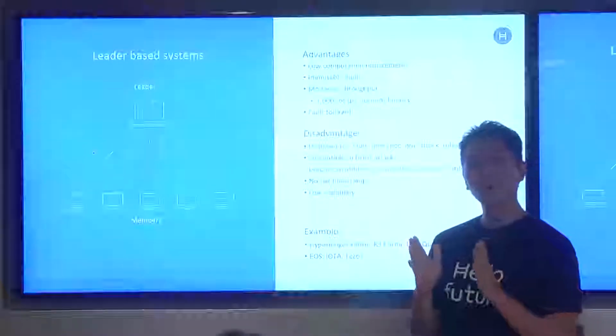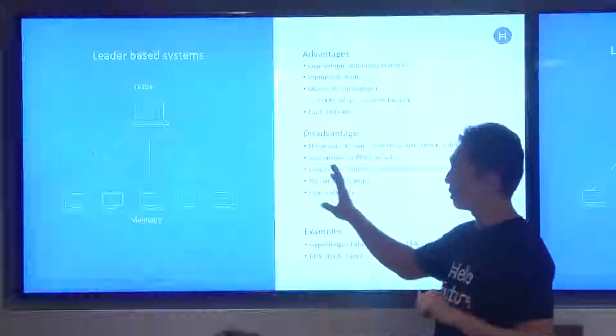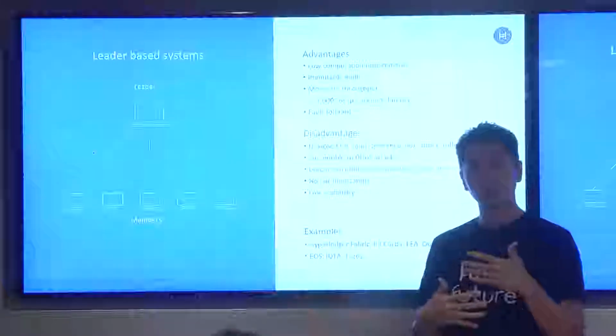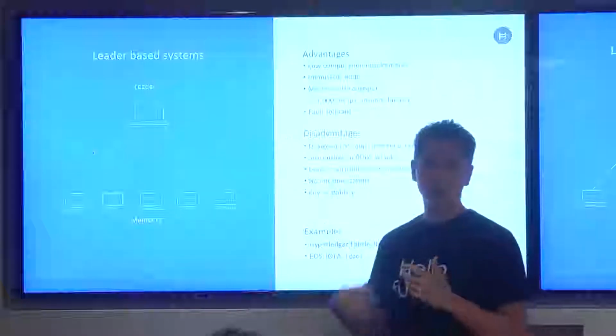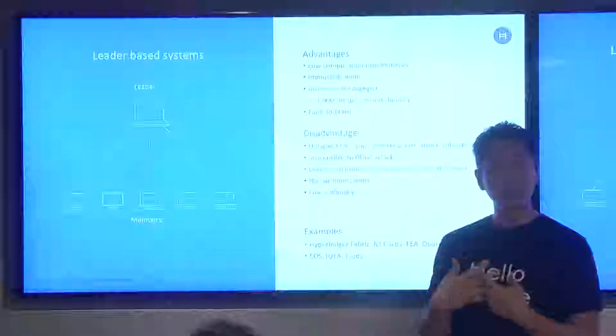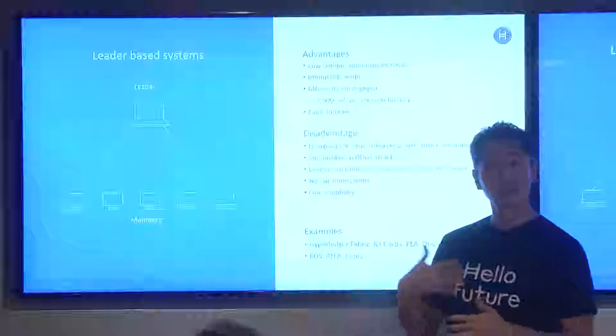It is also not fair, meaning that because there's a leader and the leader is responsible for ordering the transactions in the ledger, then if the leader is compromised, the leader can manipulate the order of the transactions entering into the ledger.